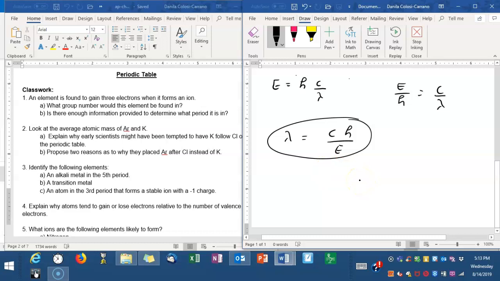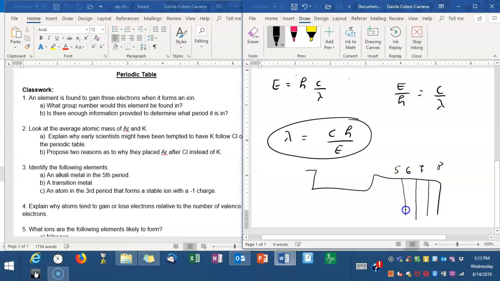So you're gaining 3 electrons. You look at your periodic table, right? You have the noble gases, and you have the halogens. Those have the 8 valence electrons. Those are in the 7, so they need 1. Then you have 5, 6, whatever.